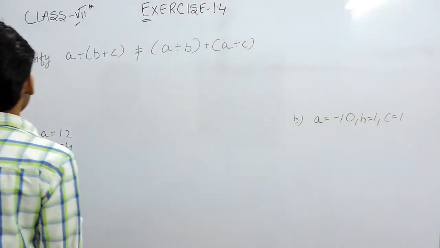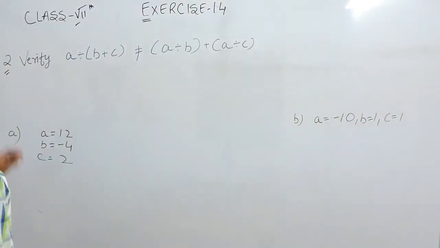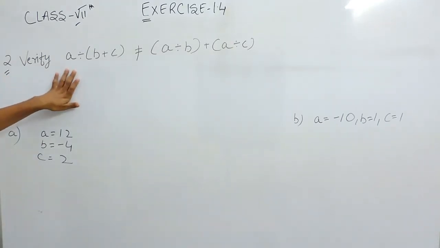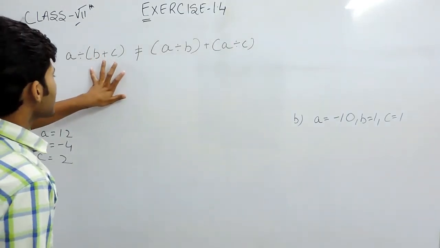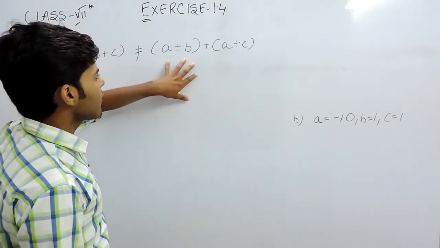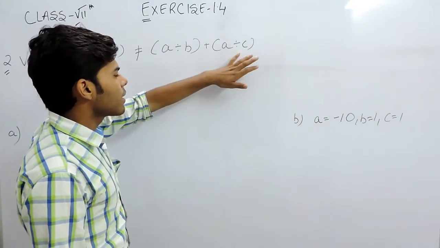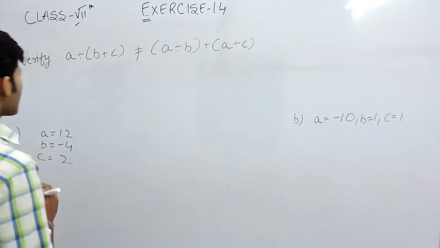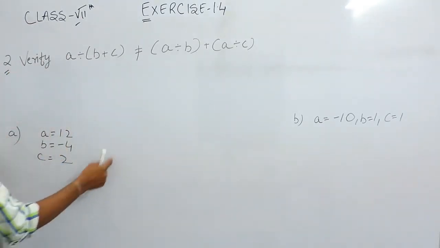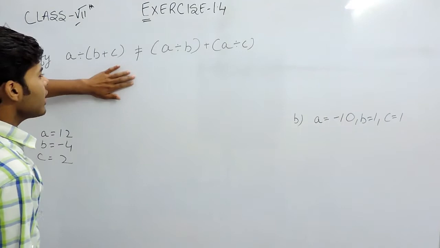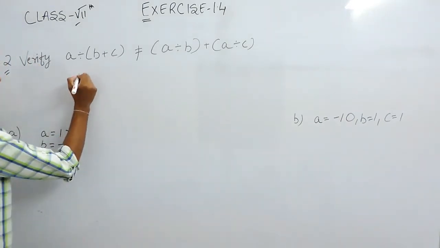Hello students, now we'll solve the second part of exercise, second question of exercise 1.4, and here we have to verify that a divided by b plus c cannot be equal to a divided by b plus a divided by c. So now we'll verify this. First of all, I'll verify this so that you can understand it clearly.